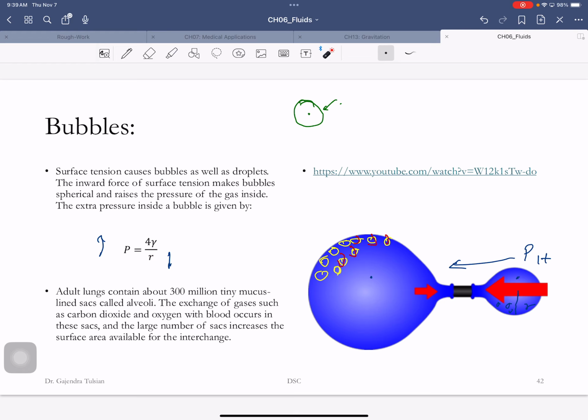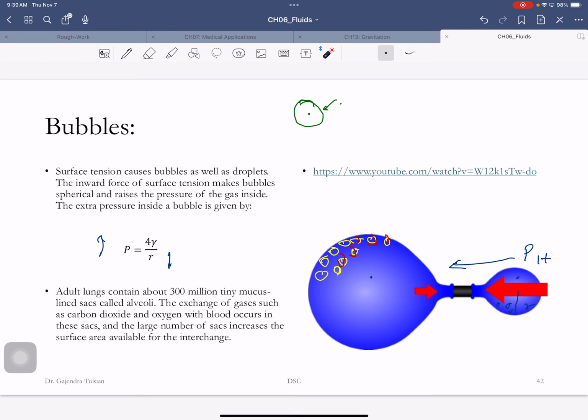So what does this mean? The smaller the radius of the bubble, the greater the increase in pressure. So the extra pressure inside a bubble is given by this, and this will be important for when we talk about breathing. So smaller the bubble, greater the pressure. Here's a little simulation.